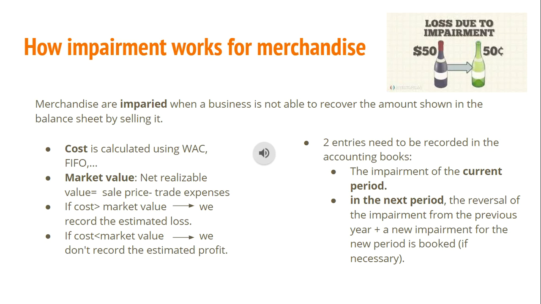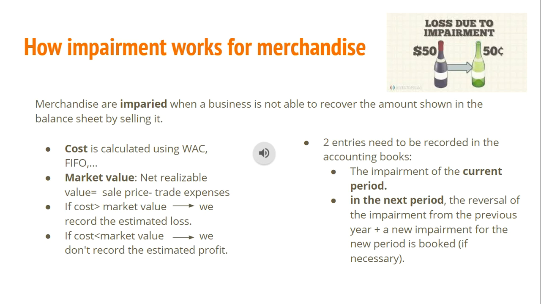Regarding how impairment works for merchandise, impairment is basically an estimated or potential loss that a company's merchandise can suffer, and merchandise is considered impaired when the amount shown in the balance sheet can't be recovered by selling it. Merchandise is valued at the end of the period by comparing its cost to its market value. If the cost is larger than the market value, we record the estimated loss, but if the cost is smaller than the market value, we don't record the estimated profit.